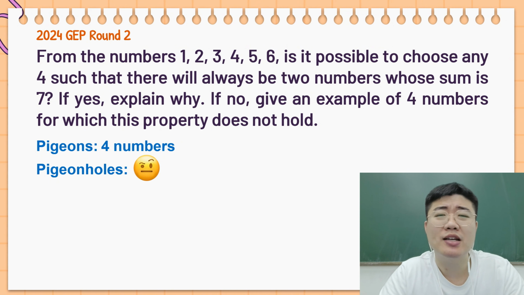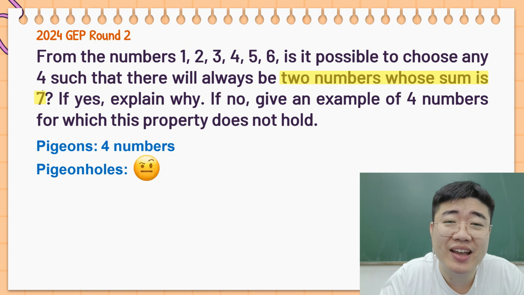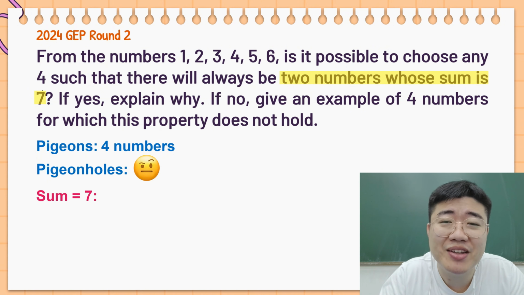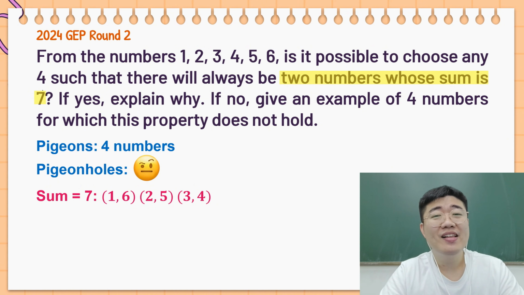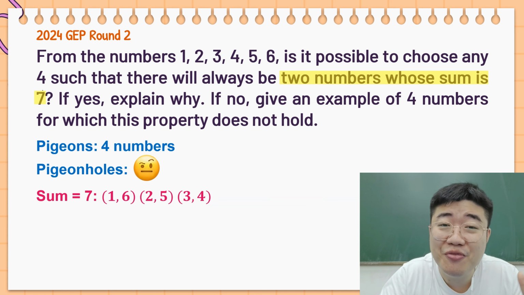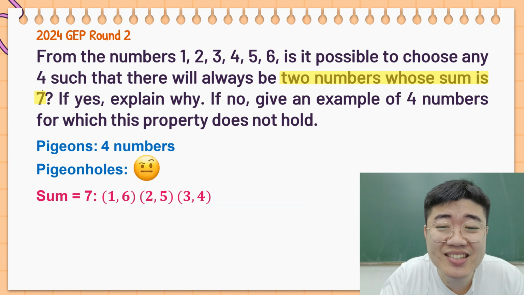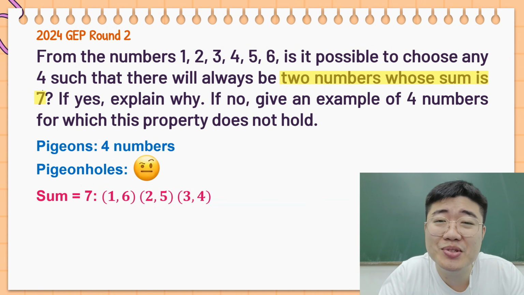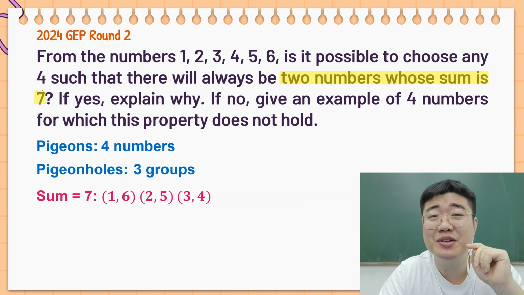Let's look at what the question is asking us. This question asks us, the sum of the 2 numbers must be 7. So let's figure out what are the numbers that add up to 7. If the sum equals 7, we can have 1 and 6. What else, everyone? Very good. We got 2 and 5, and 3 and 4. You'll notice that these 3 groups of numbers, and the 4 numbers, 4 is greater than 3. The items are greater than the containers. So this means that the pigeonholes here are the 3 groups. 4 is greater than 3, then we can apply the principle.